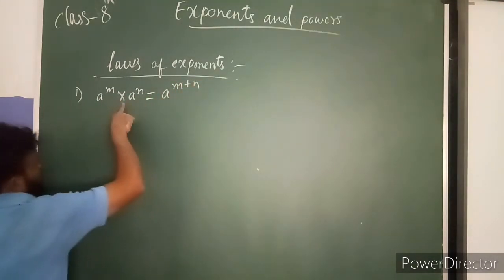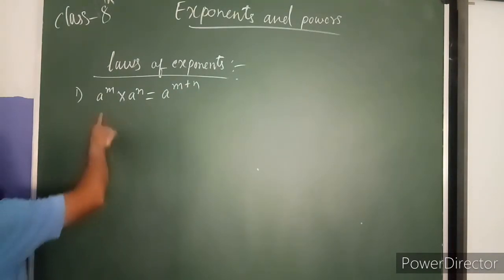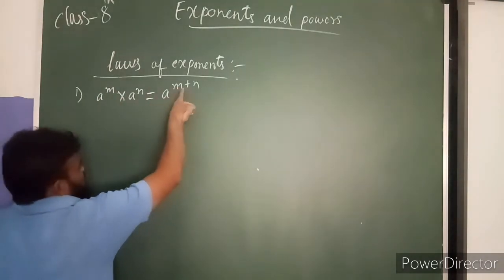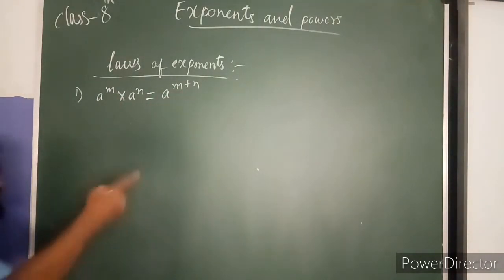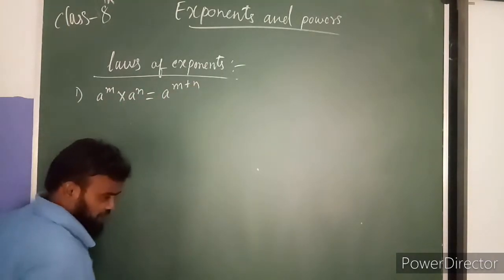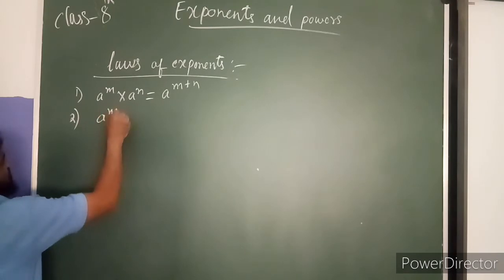a raised to m into a raised to n is equal to a raised to m plus n. The product will become a plus. Keep it in mind. We can read it like that: a to the power of m into a to the power of n is equal to a to the power of m plus n. Right?